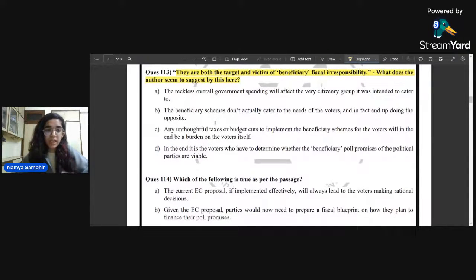Now, the third: any unthoughtful taxes or budget cuts to implement the beneficiary schemes for the voters will, in the end, be a burden on the voters themselves. If you look at this option, then what this is saying is that any cut the government uses or any tax it puts on, that is the fiscal part of it, right? So that which is actually intended to help the voters will actually end up being a burden on the voters themselves. Now, this is the correct option because this directly connects to what the passage says.